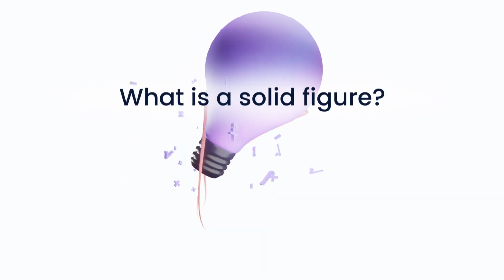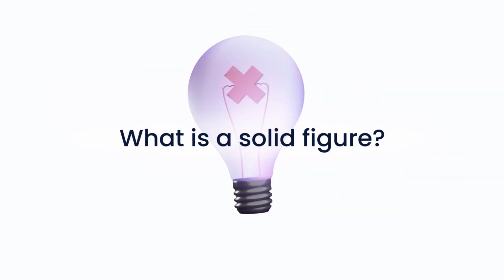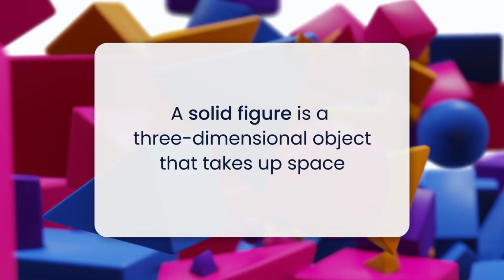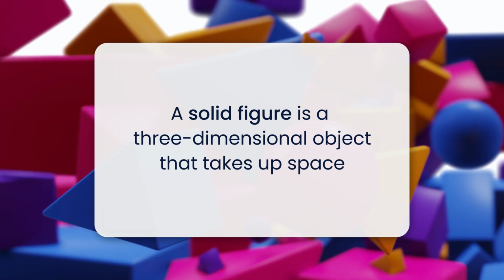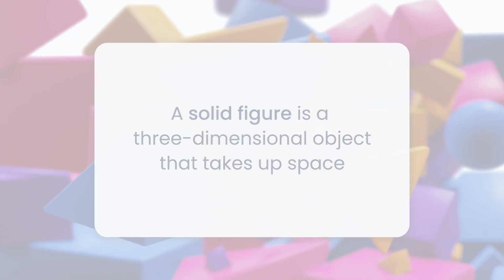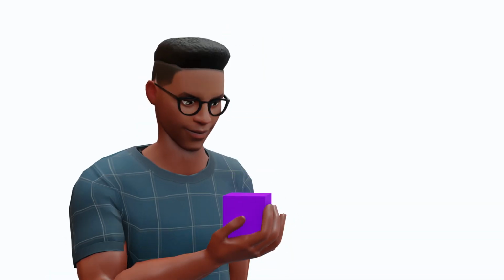What is a solid figure? A solid figure is a three-dimensional object that takes up space. Because solid figures take up space, you can hold a solid figure in your hands and look at all its sides, like this.